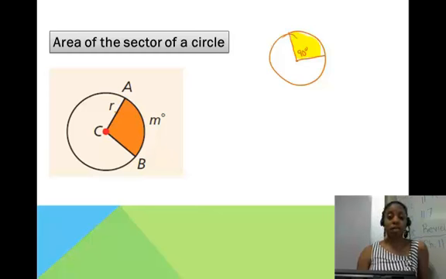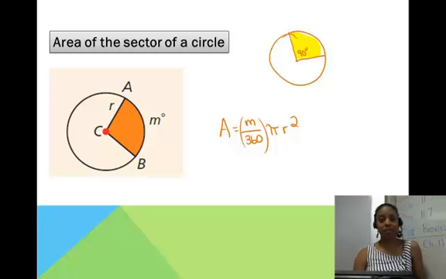All we're going to do is find the area of the circle. So the area of a sector is the area of the circle, which is pi r squared, multiplied by the portion of the circle that it represents. So if it's m degrees, it's going to be m out of 360. So pi r squared times m over 360 will give you the area of a sector.